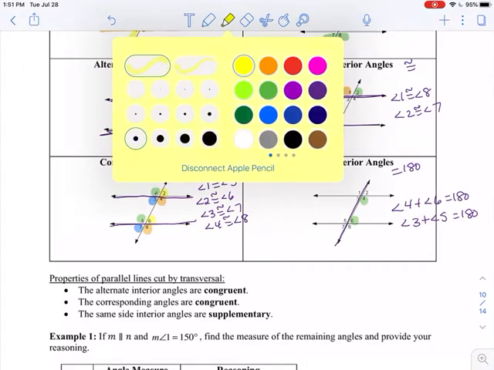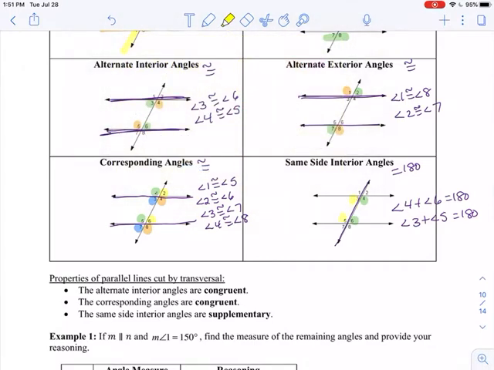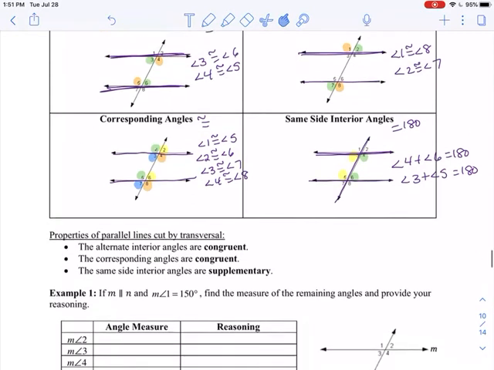And I'll highlight those so you can see those. Angle 3 and angle 5. They're interior angles. They're in between the parallel lines, but they're on the same side of the transversal. So they're called same side interior angles. Okay? And then we just have a list of the properties, but we've already mentioned them down here.